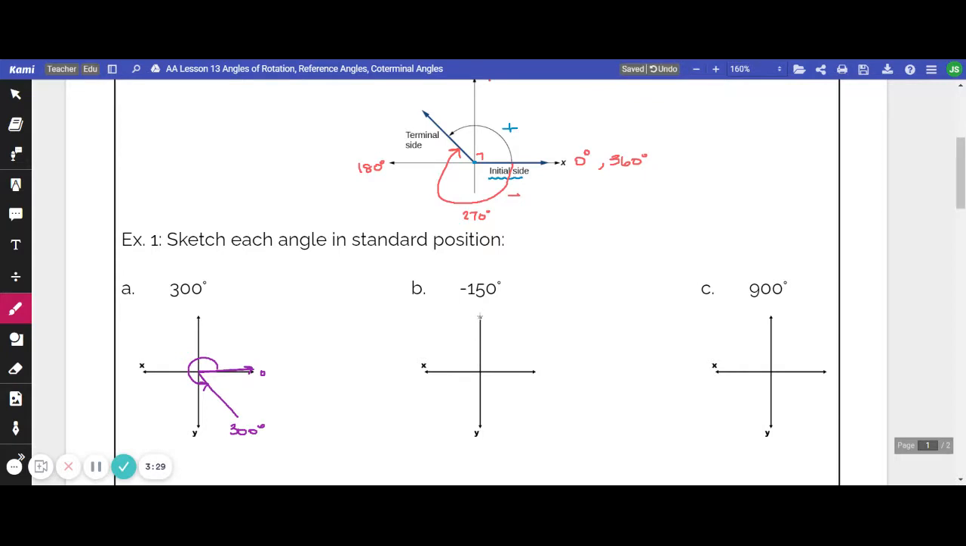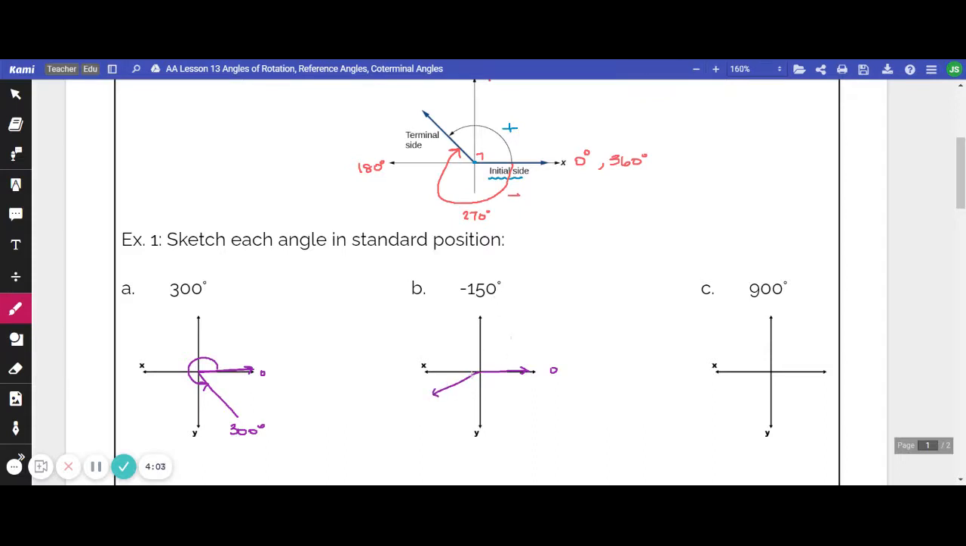B is going to have us sketch a negative angle. So that means that I'm still going to start at 0. This is still going to be my initial side. But now instead of going in this direction, I'm going to go in the opposite direction. So every time we get to another axis, that's been 90 degrees. So there's 90 degrees. If I come all the way to the next one, that's another 90, which would make that 180. So that's too far because I only want to go 150. So I'm going to stop short right there.